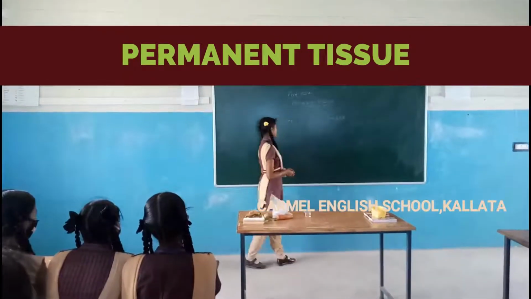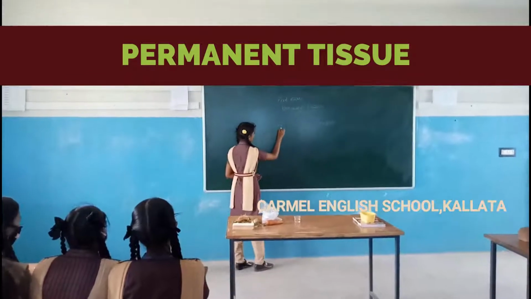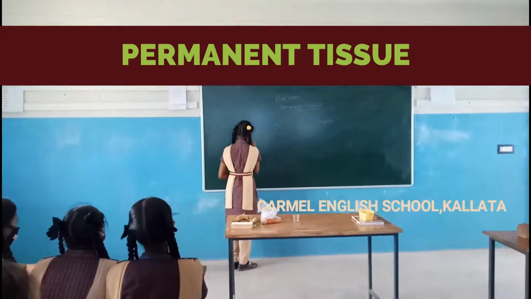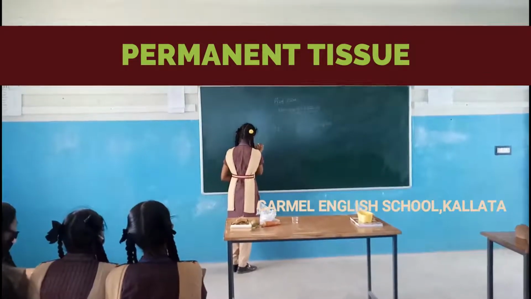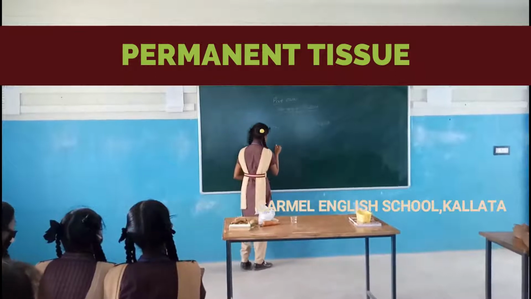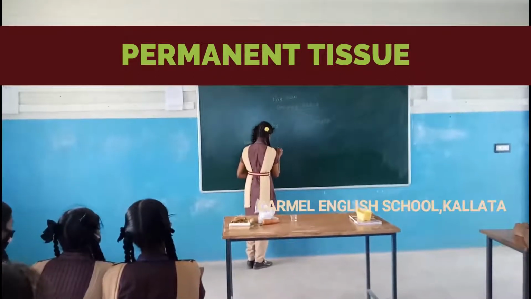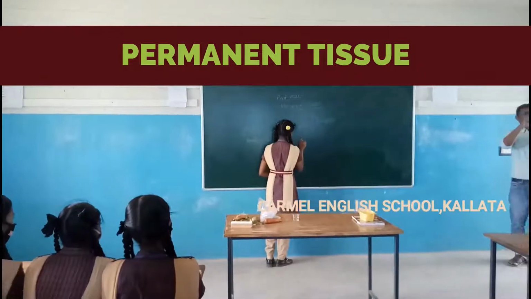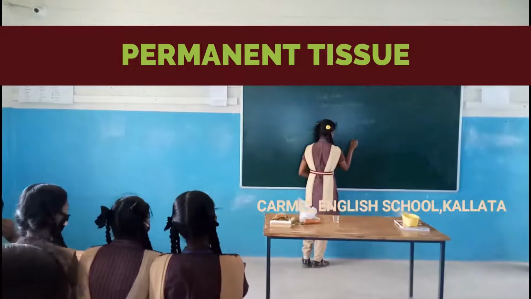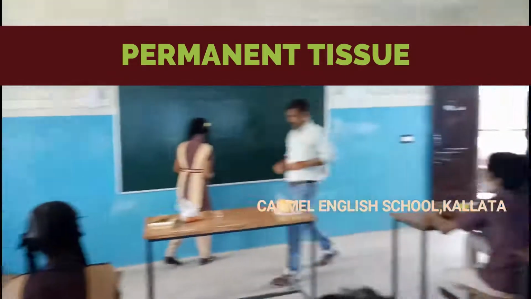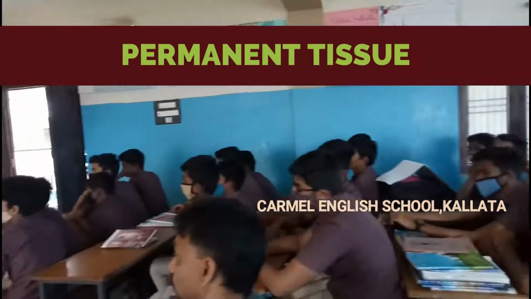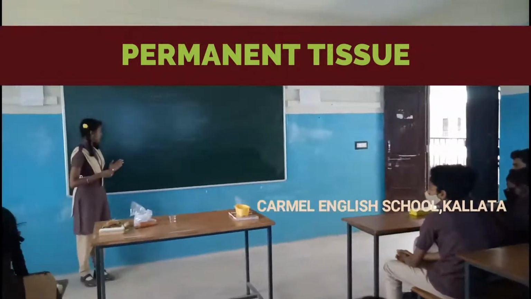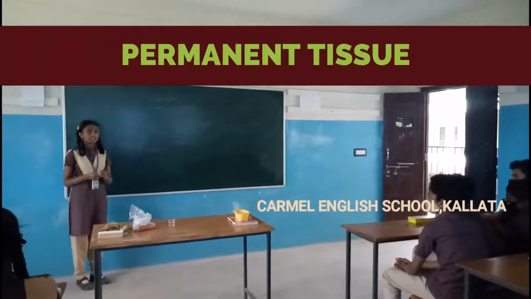Simple permanent tissue has 3 types. The first one is parenchyma, the second one is collenchyma, and the last, third one is sclerenchyma. Let us discuss them one by one. The first one is parenchyma. Parenchyma is a living cell, and the cells of the parenchyma have thin cell walls.